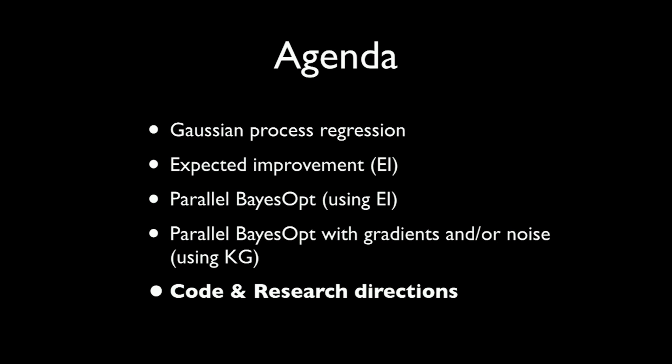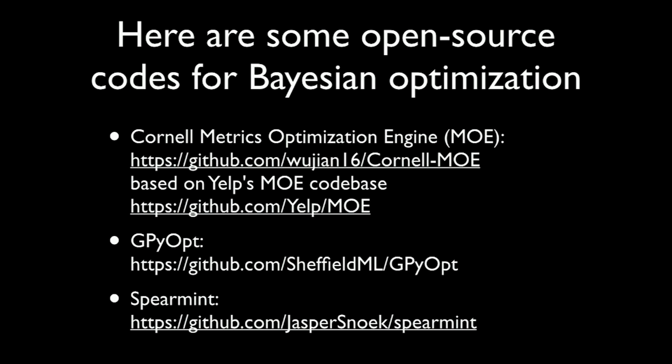OK, so just to finish up, there's a bunch of codes for doing this stuff that I recommend using. My group has a code, the Cornell Metrics Optimization Engine, which is based on a code that a former PhD student who went to Yelp developed based on the work in his dissertation. We're accepting bug reports and usability requests. We're just about to release an upgrade to Python 3 for this, and we'll have a conda package, so it'll be easy to install. There's also GPyOpt, which is nice, it's got a lot of features in it. So especially with regard to Gaussian process modeling, if you need to do something funky or fancy, this is a nice package.